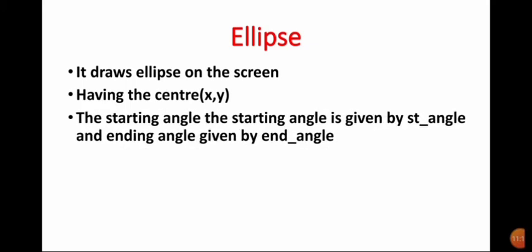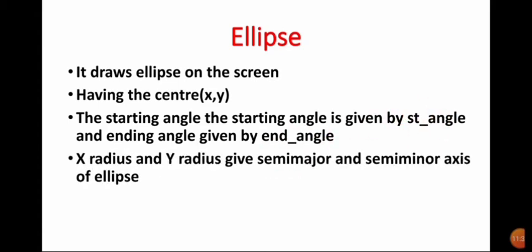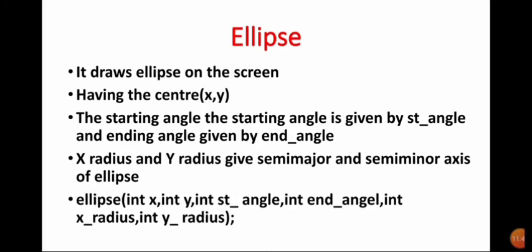The starting angle and the ending angle are given by start angle and end angle. X radius and y radius give the semi-major and semi-minor axis of the ellipse. So you know the characteristics of the ellipse, what is required, that is given here. So let us take the example.